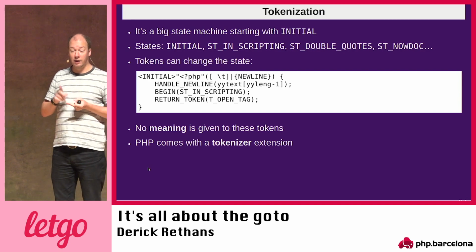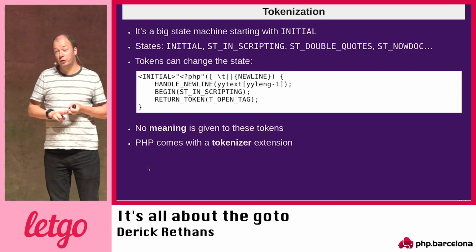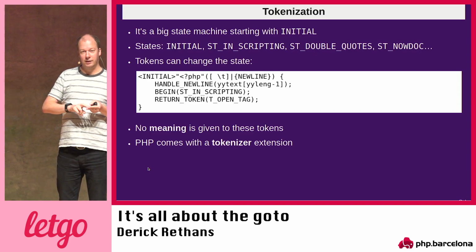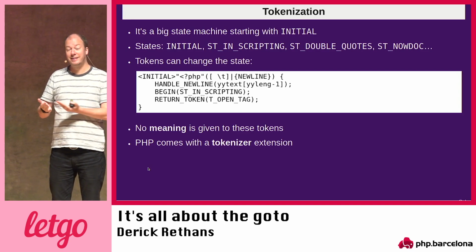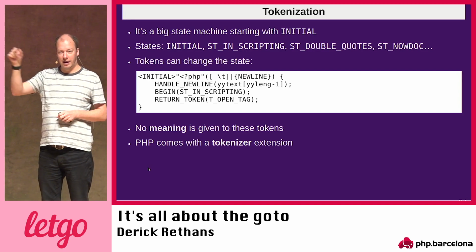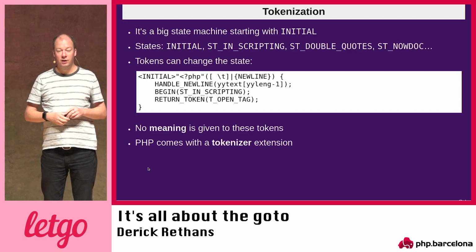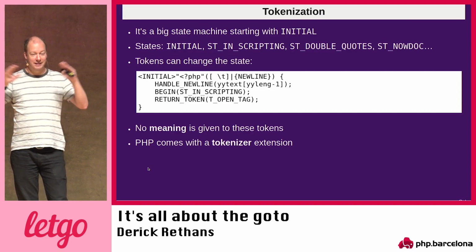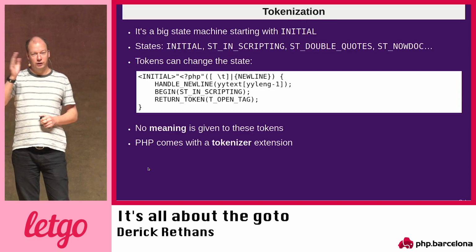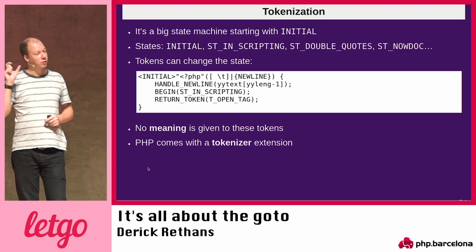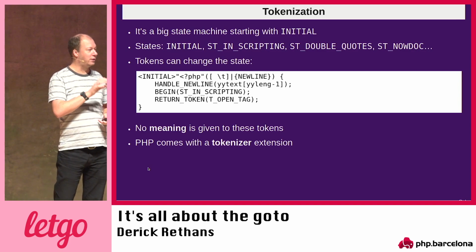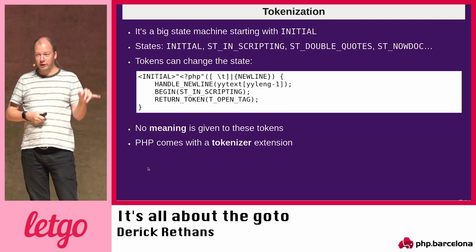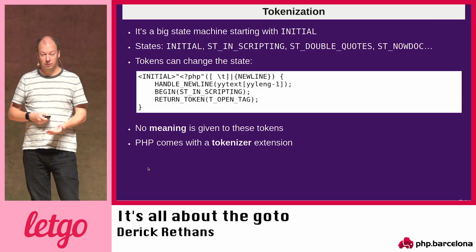Now, other states that are there: if you're in double quotes, there are different parser rules because the dollar sign does something slightly different. There's ST_NOWDOC if you use the arrow with end mark and stuff like that. So these are the different states. And the tokenizer is the big state machine that switches between all of these things and tries to pick out all the different words that make up a script. But while doing so, it doesn't give any meaning to it.